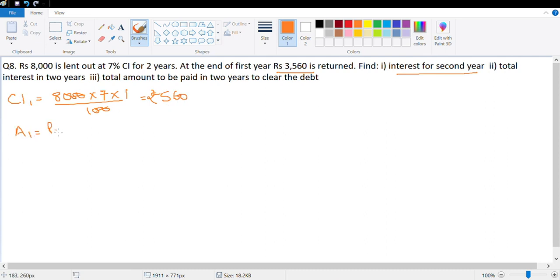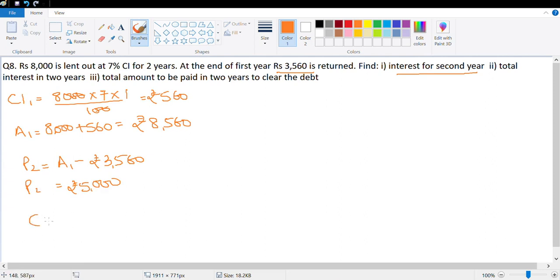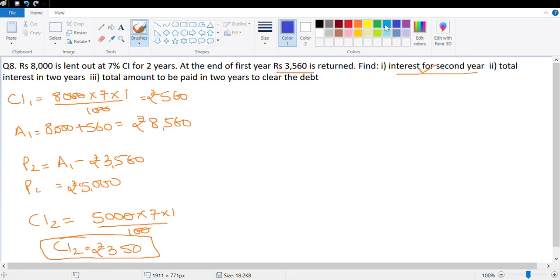which is also equal to, A1 is equal to 8,000 plus 560, which is equal to rupees 8,560, which means principal 2 is equal to A1 minus the repayment, which is 3560, which is equal to rupees 5,000. So that's our principal for year 2. Compound interest for year 2 would be principal multiplied with rate, which is 7 into 1 upon 100, and that's equal to rupees 350. So the first part of the question done. Interest for year 2.